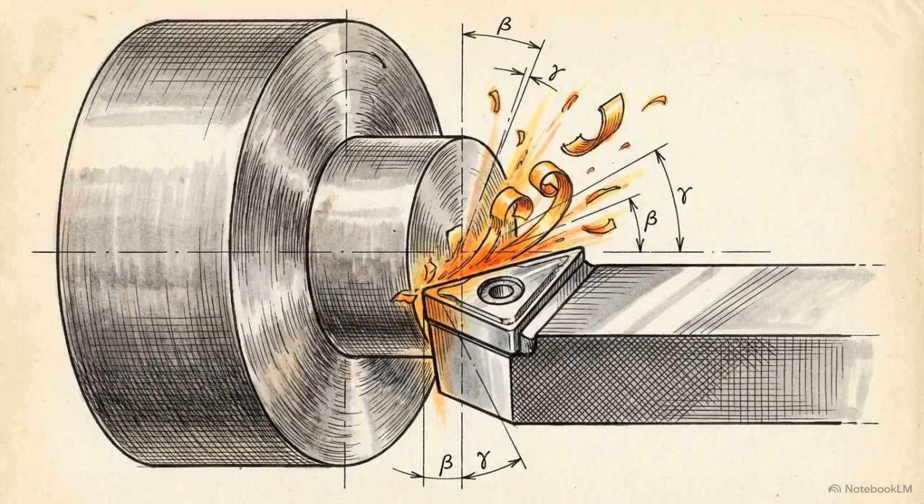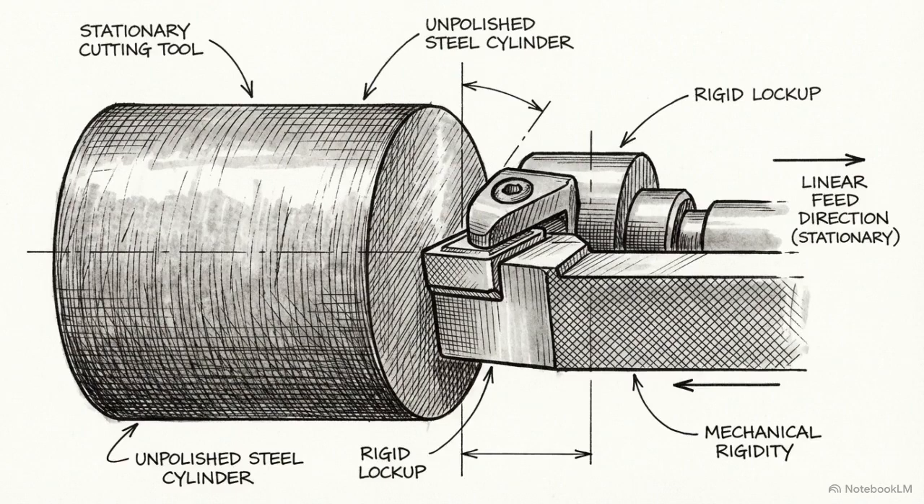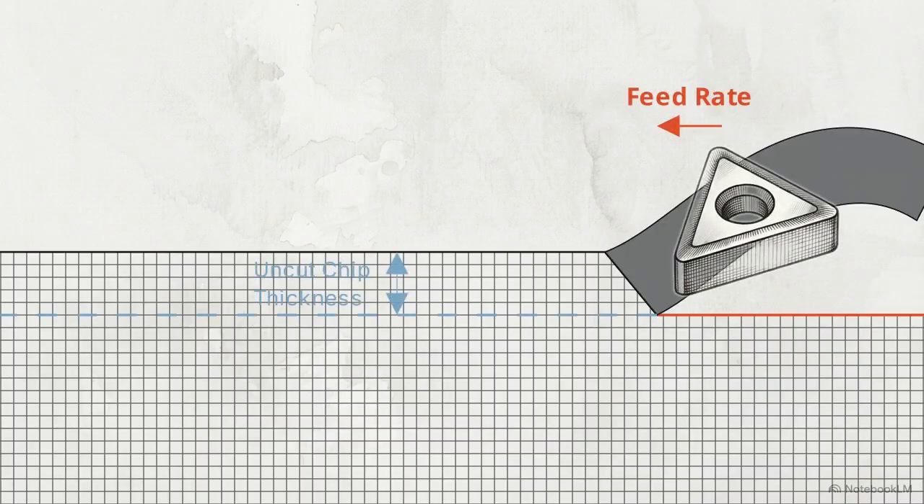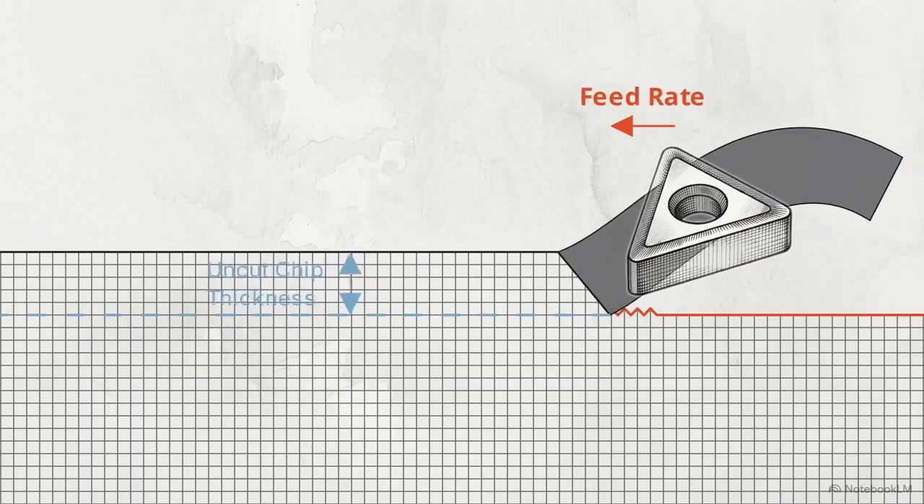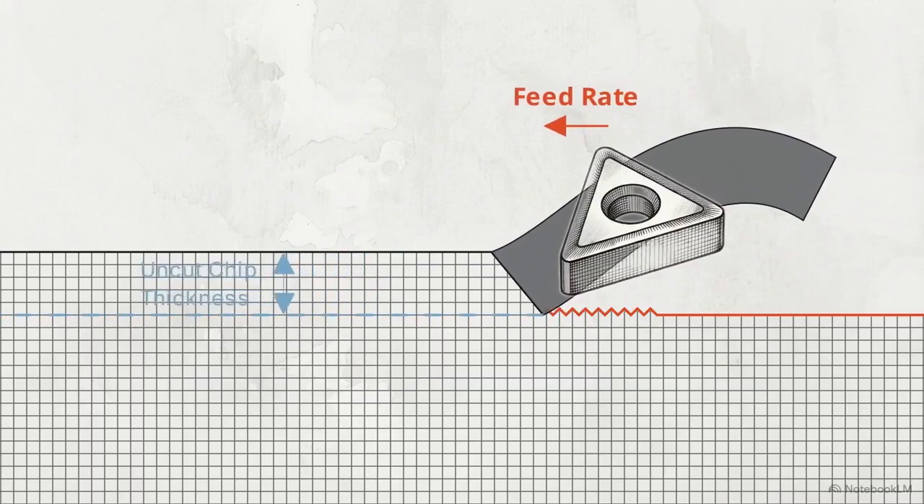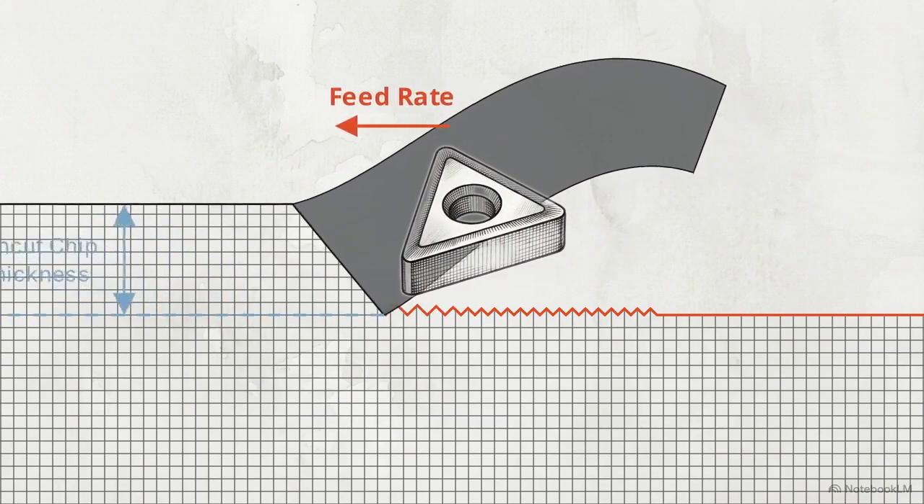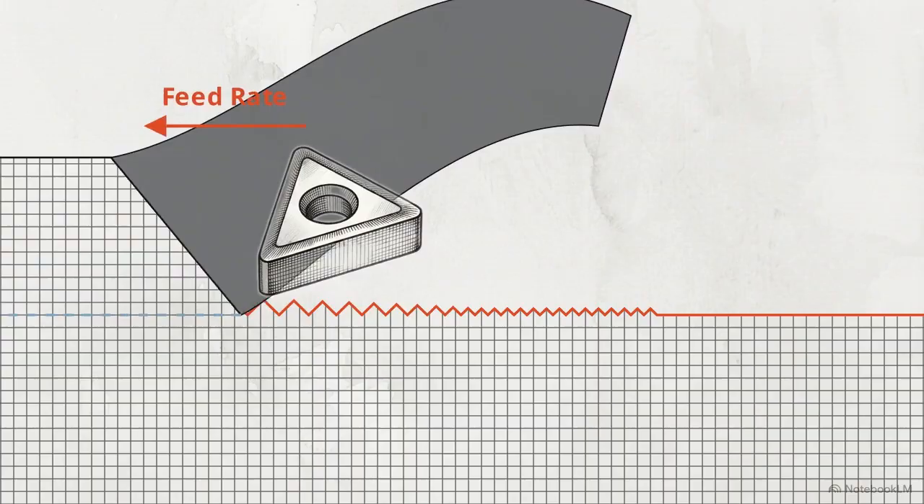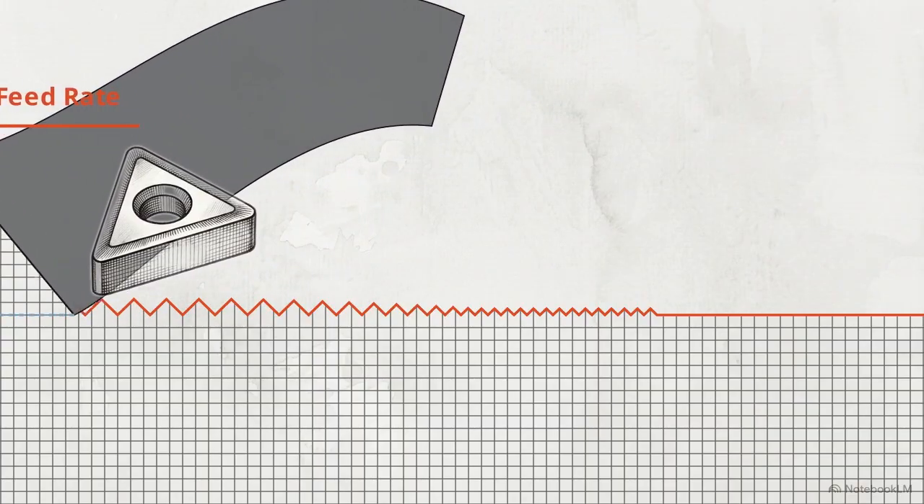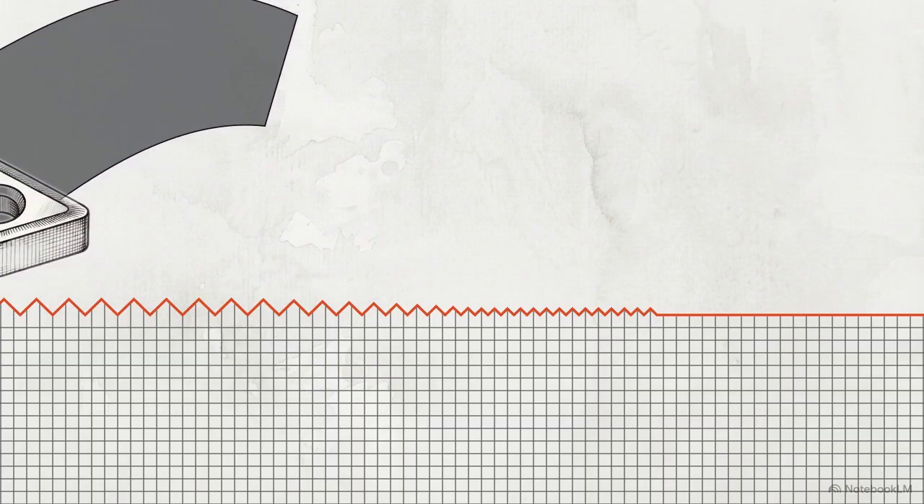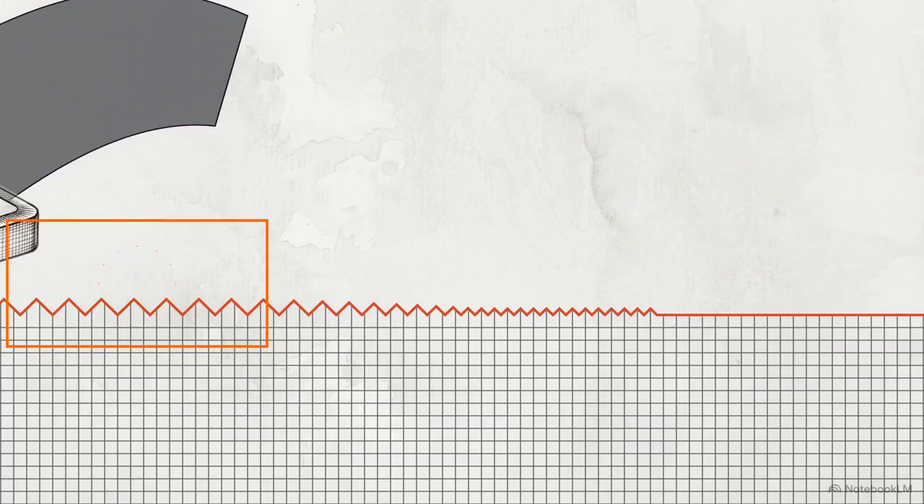Let's start with the baseline physical environment of a standard industrial turning operation, a rotating cylindrical workpiece meeting a stationary cutting tool. The foundational mechanical driver here is the feed rate. This is the velocity at which the tool advances along the workpiece, and it dictates the theoretical geometry of the cut. In this diagram, you see the direct mathematical correlation. As the feed rate vector increases, the uncut chip thickness expands proportionally. As the tool passes over the workpiece, that thicker chip leaves behind a heavily exaggerated sawtooth topology. The ridges become deeper and wider.